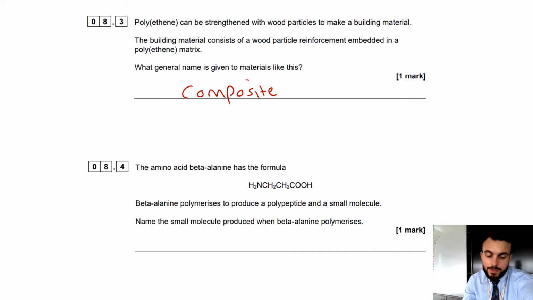And then the amino acid beta-alanine has a formula as follows. Beta-alanine polymerizes to produce a polypeptide and a small molecule. Name the small molecule produced when beta-alanine polymerizes. Now for this one, you just need to look at the ends of it. So we've got hydrogens at that end and that at that end. Obviously something's going to go away so we can repeat the chain again and again, and something's going to have to come off this end, something's going to have to come off this end. What can you think of that you can make from hydrogens and oxygen, to water?